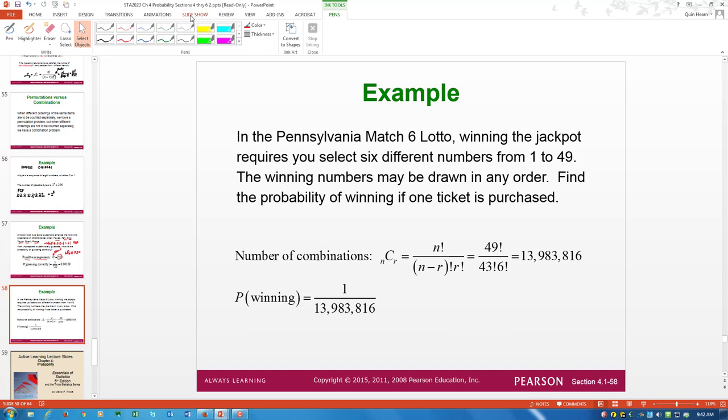In the Pennsylvania Match 6 Lotto, winning the jackpot requires that you select 6 different numbers from 1 to 49. The winning numbers may be drawn in any order. Find the probability of winning if one ticket is purchased.